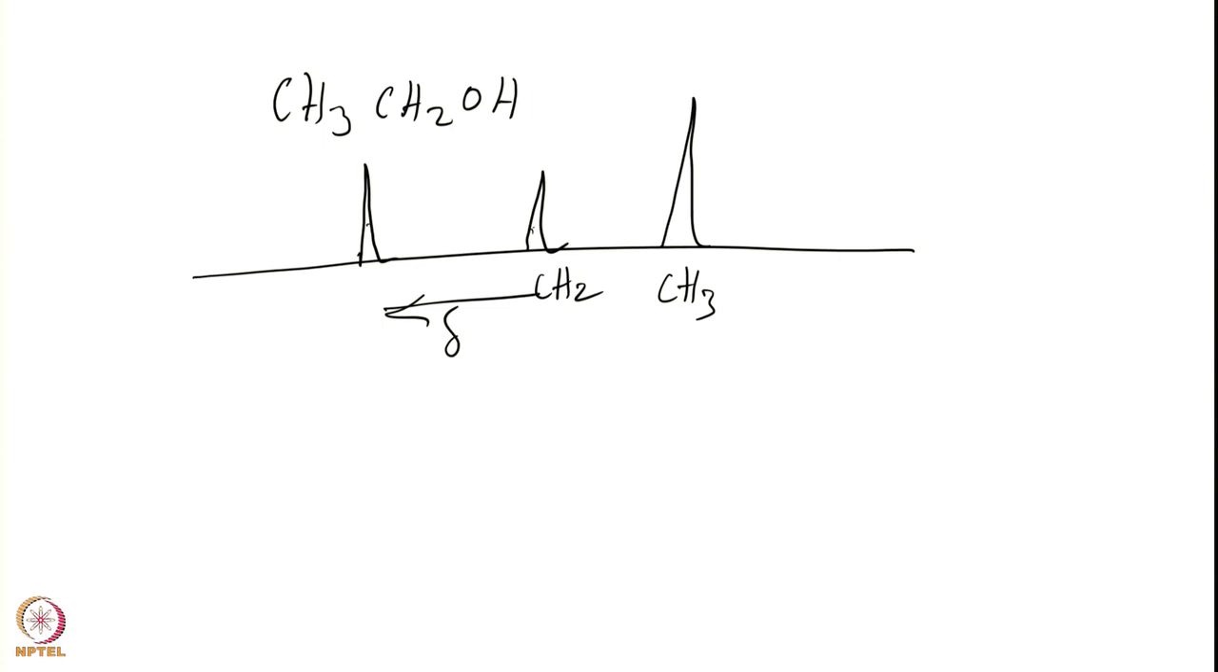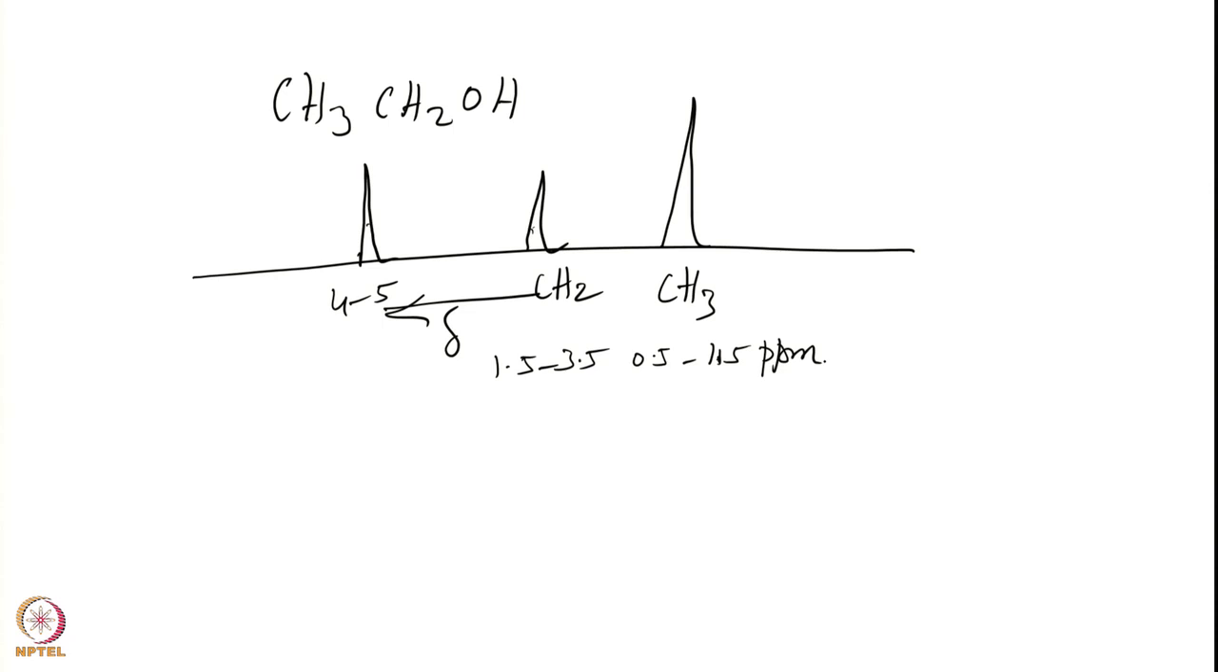So, therefore, typically you will find that the CH2 protons appear between 1.5 to 3.5 ppm, CH3 protons appear around 0.5 to 1.5 ppm, and these ones will appear at 4 to 5 ppm. This is about 1.5 to 3.5, and this is around 0.5 to 1.5 ppm. This is what will happen.